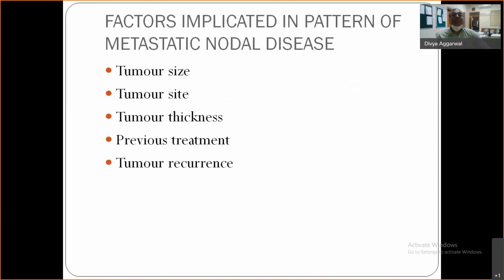Now, factors implicated into the pattern of metastatic nodal disease. So what are the factors that will determine whether a disease is going to spread to the neck nodes or not? It is the tumor site, the size, the site. Some sites, for example, the oropharyngeal malignancy, tongue malignancy, or the nasopharyngeal malignancy, are more prone for nodal metastasis. The tumor thickness, previous treatment, if any, and tumor recurrence. Tumor recurrence most often would present with a nodal metastasis.